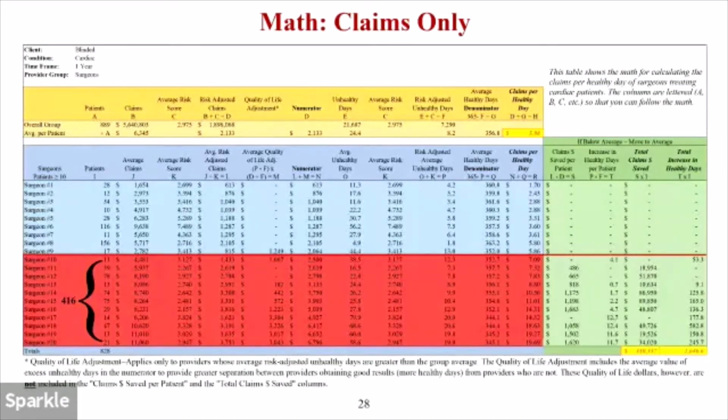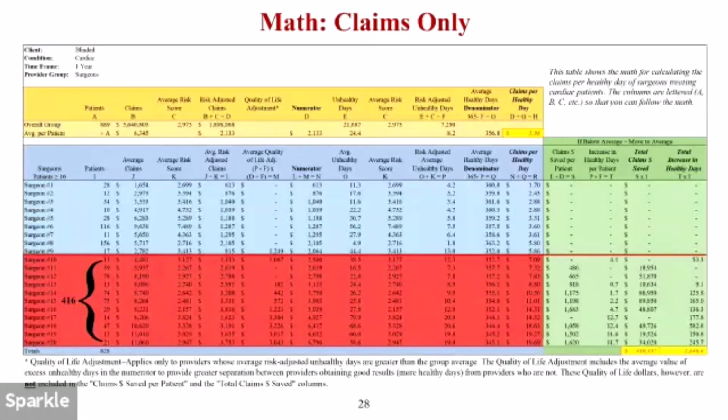Now we have to risk adjust that. Average risk score for these 889 folks was 2.975. Remember, 1 is a person of average normal health, below 1 healthier than normal, above 1 sicker. These folks are really sick, and you would expect it. They have cardiac issues and they're seeing cardiac surgeons. So we take the average claims amount of $6,300, divided by the risk score, we get a risk-adjusted claims amount of $2,100. That's the numerator in our calculation.